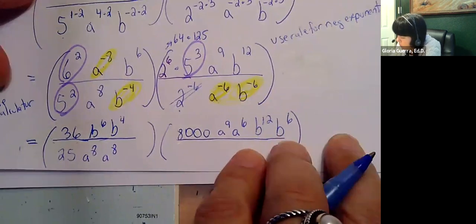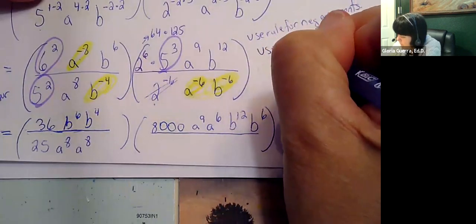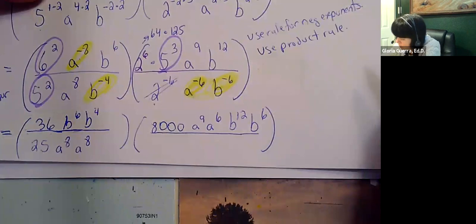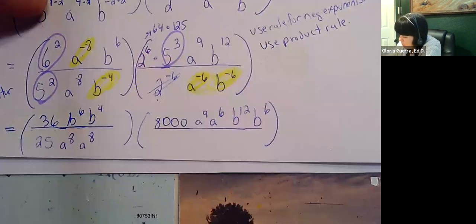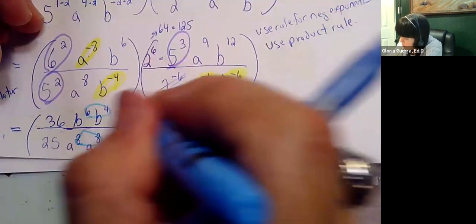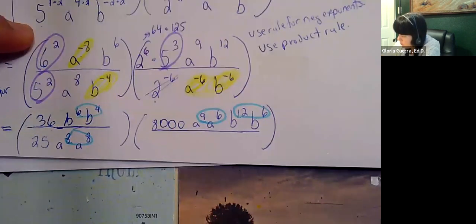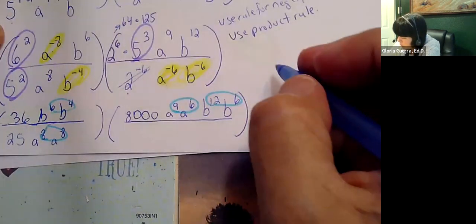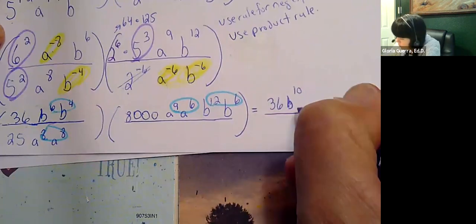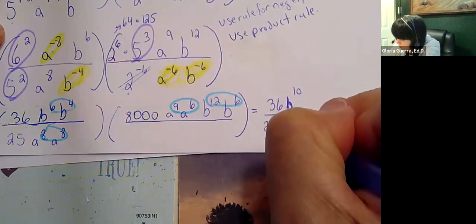And then now you're going to use the product rule, which means you're gonna add the exponents, right? So you're gonna add these exponents and then add those exponents, add those exponents, add those exponents. So now you have b to the 10 and a to the 16.